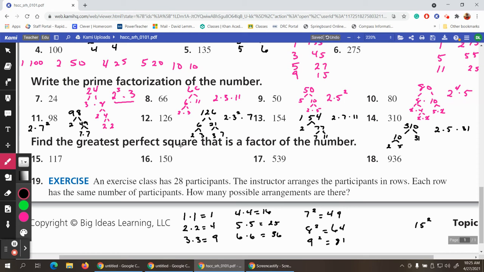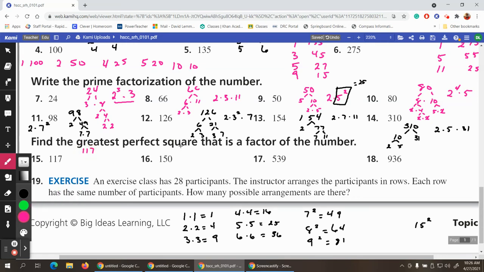How do you get those? When you have an instance of, say, 5 squared, right? 5 squared is 25. So that is your largest perfect square. So that's all you do. So I'm going to factor this. Let me change colors.